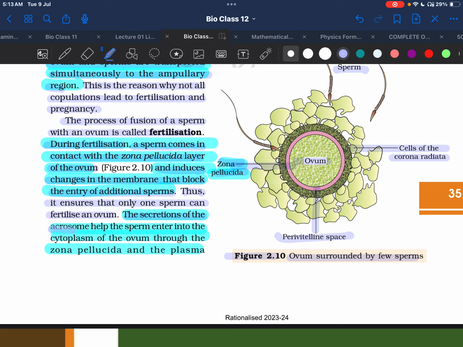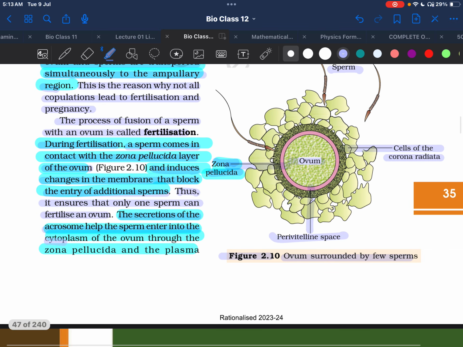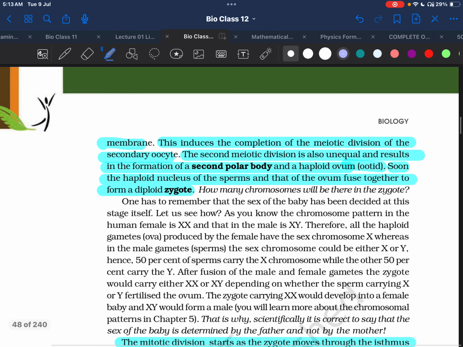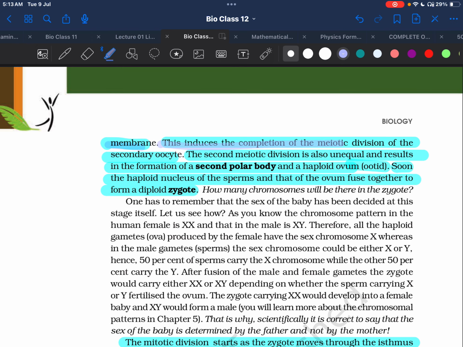The secretions of the acrosome help the sperms enter into the cytoplasm of the ovum through the zona pellucida and the plasma membrane. This induces the completion of meiotic division of the secondary oocyte. The second meiotic division is also unequal and results in the formation of a second polar body and a haploid ovum (ootid). Soon the haploid nucleus of the sperm and that of the ovum fuse together to form a diploid zygote. How many chromosomes will be there in the zygote? One has to remember that the sex of the baby has been decided at this stage itself.